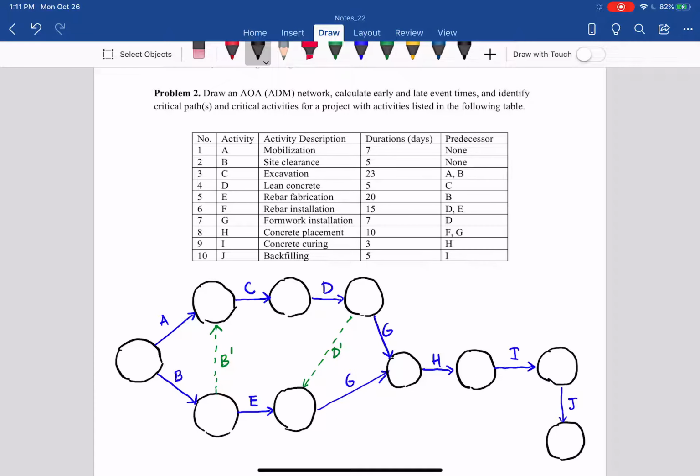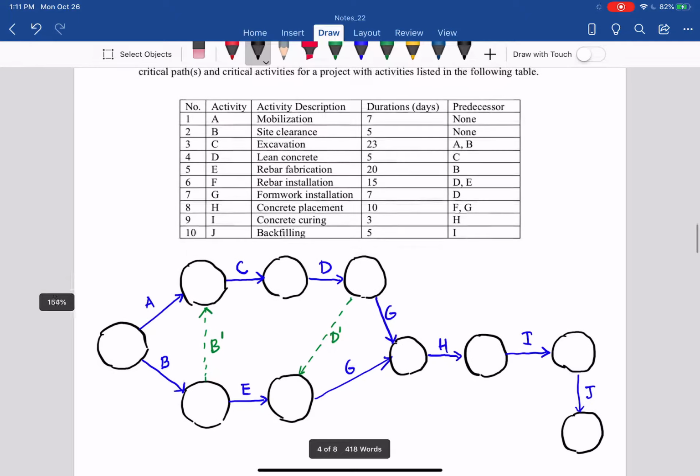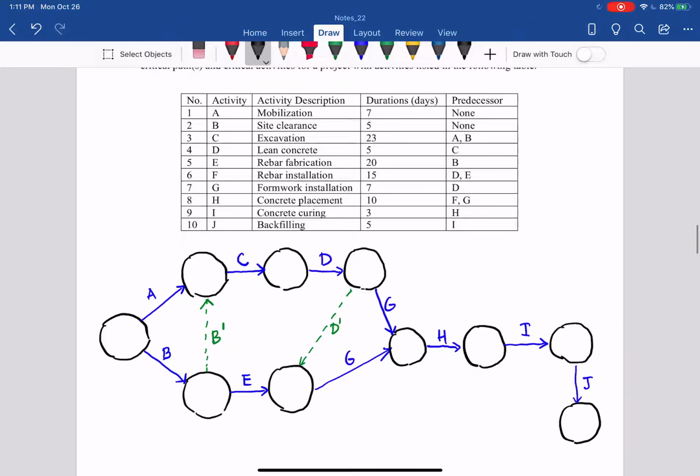Part 2, solution to problem 2. In part 1, I showed you how to draw the AOA diagram for this problem, and I suggested that you draw it by yourself before you watch that video. Again, now you should pause this video and calculate the early and late event times, and identify the critical path and critical activities on your own. Once you're done, you can check this lesson video.